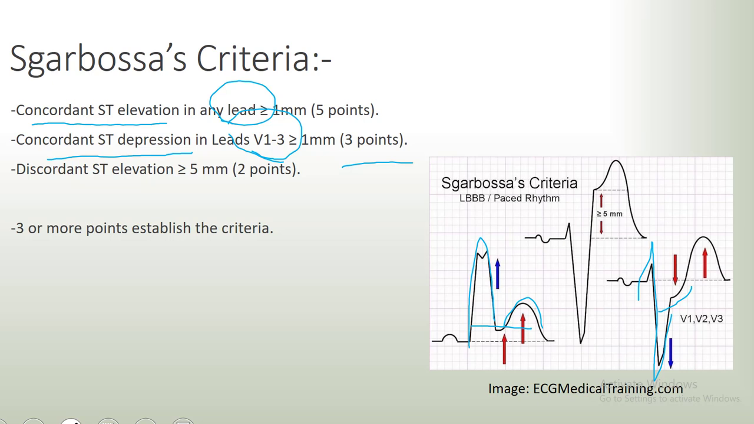Now, because discordant ST elevations can be seen, they consider it to be abnormal if it is more than 5 millimeters. And this gives you only 2 points, so you can't really diagnose based on this criterion alone. And if you get 3 or more points, you can say that there is ischemia going on.